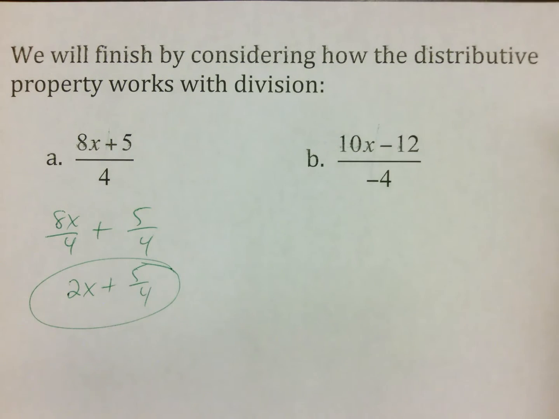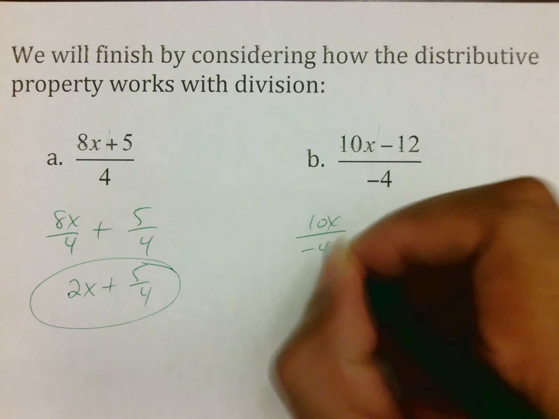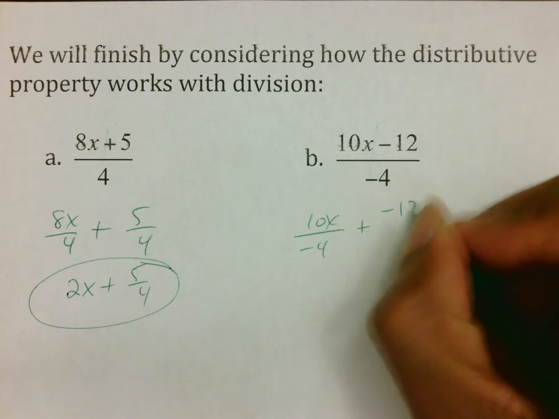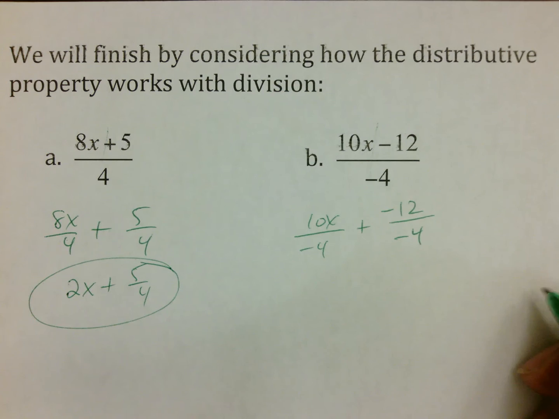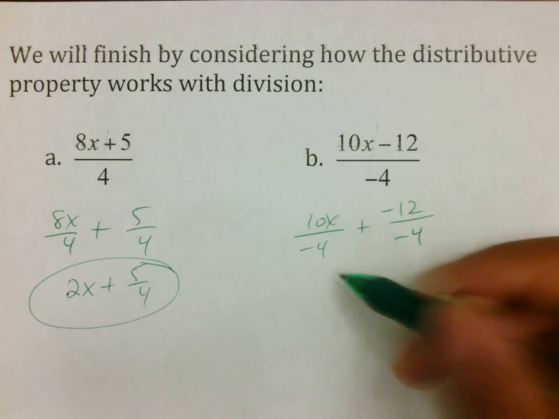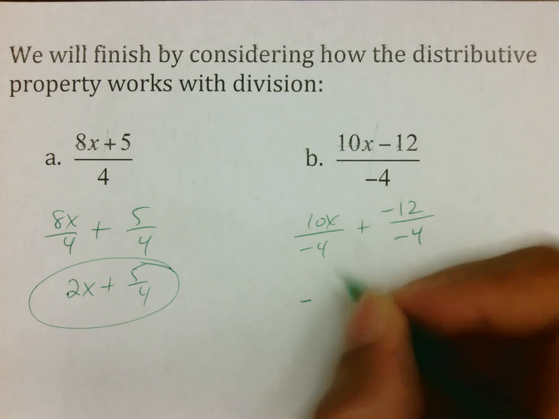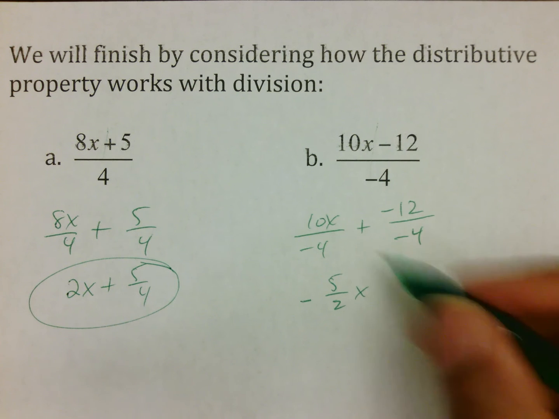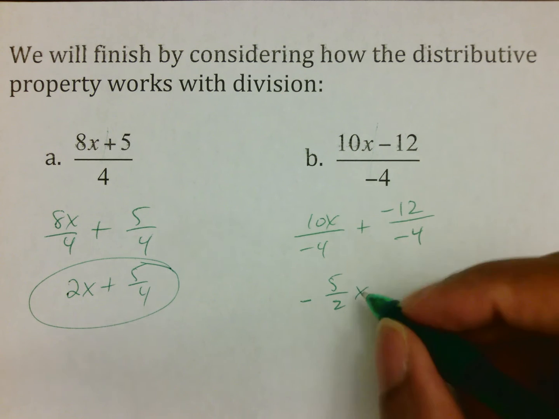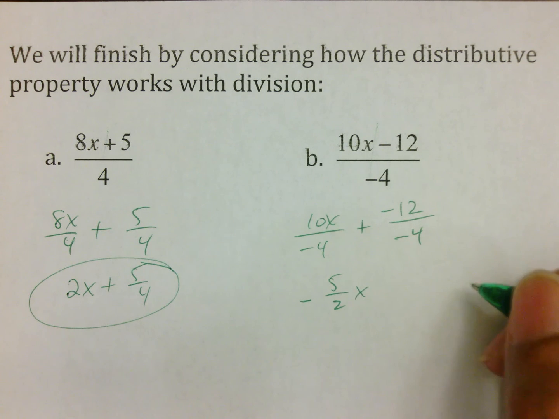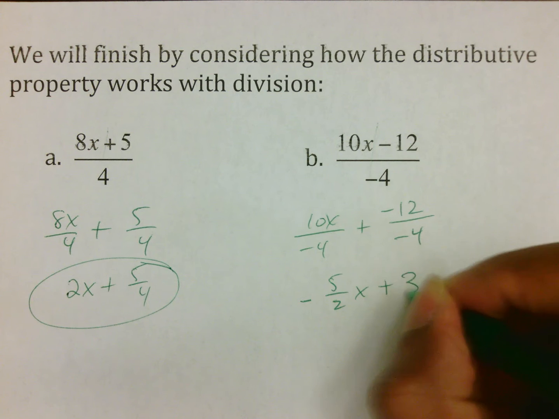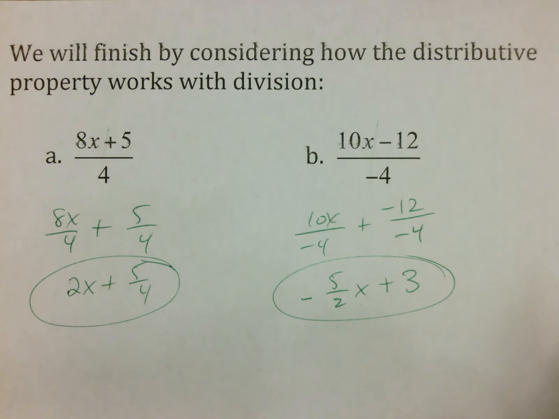Here again we're going to split it. We get 10x over negative 4, remember that's a negative 4, always a plus. Take the negative with the number, negative 12 over negative 4. 10 over 4 reduces to be 5 over 2, so since there's one negative, it is negative 5 over 2x, or negative 5x over 2, whatever one you want to do. Just remember that x either goes on top or beside the line. Negative and negative make a positive, and 12 divided by 4 is 3. That is how you work out the distributive property with division.